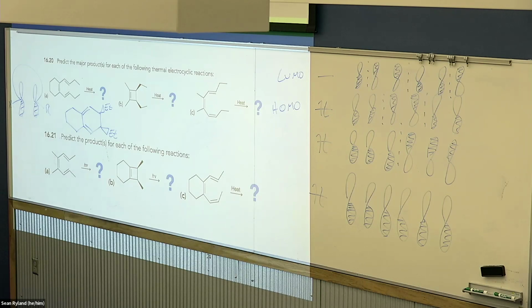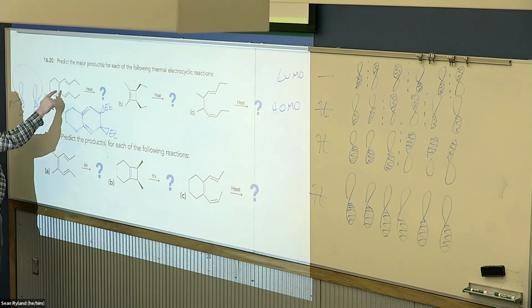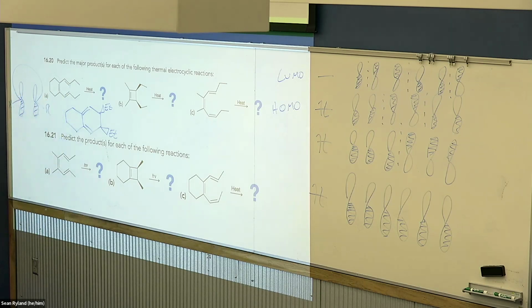The other trick with these is to remember that, yes, we're making a new sigma bond right here, but that also means our pi bonds are going to shift over one spot, just like with the Diels-Alder reaction.